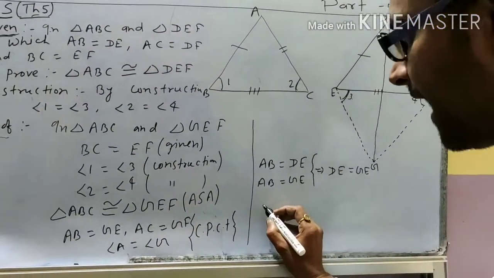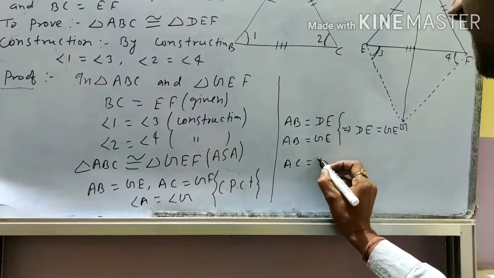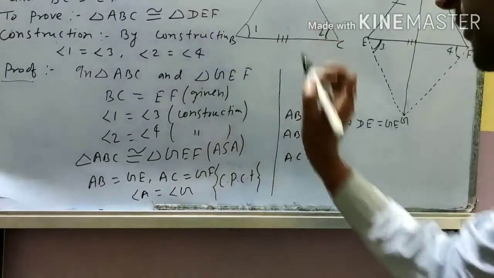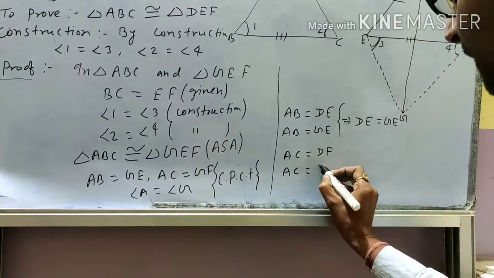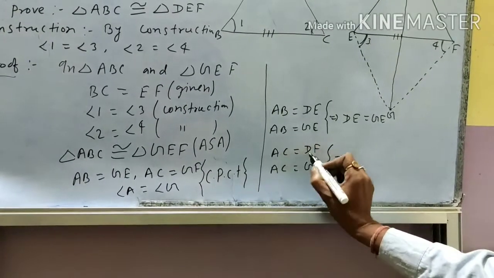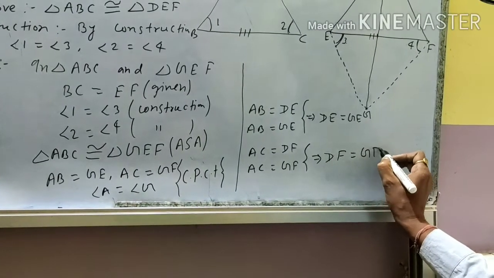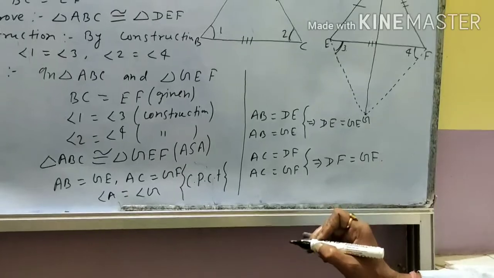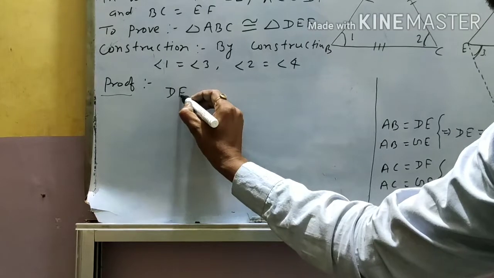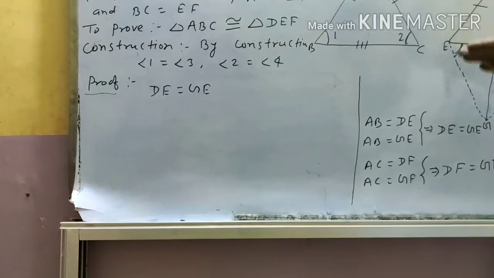Again student, AC is equal to DF, and AC is equal to GF. Under these two, AC is equal, so we can write here DF is equal to GF. Okay student, here DE is equal to GE. DE, that means this side is equal to this side.